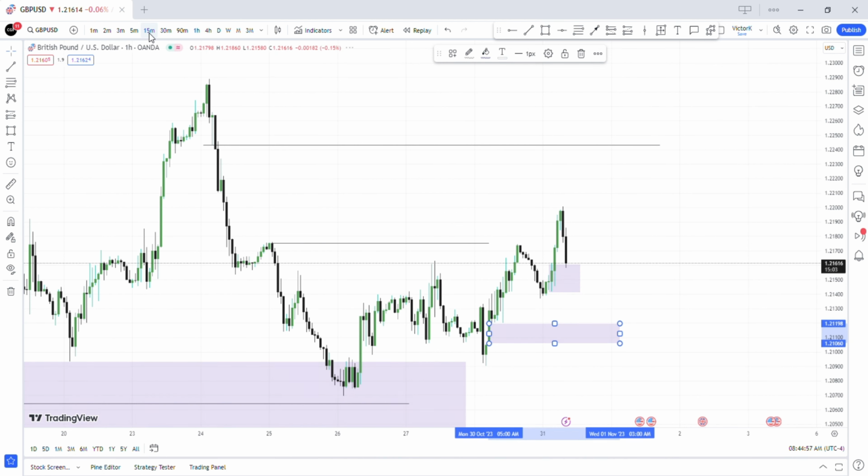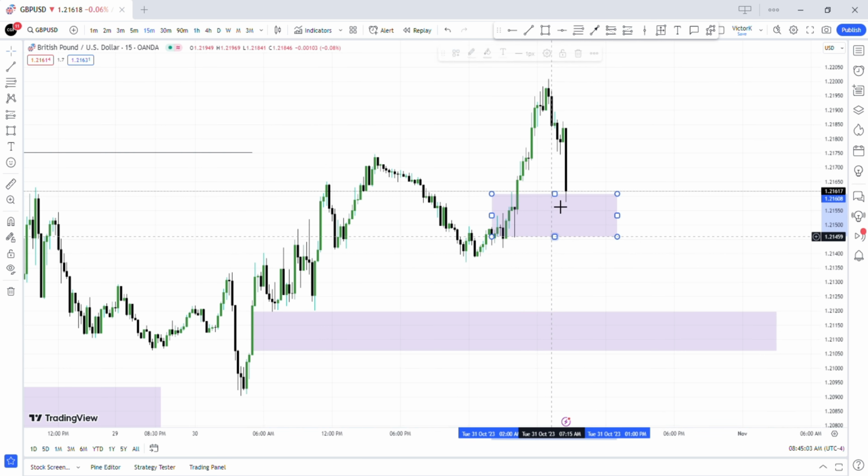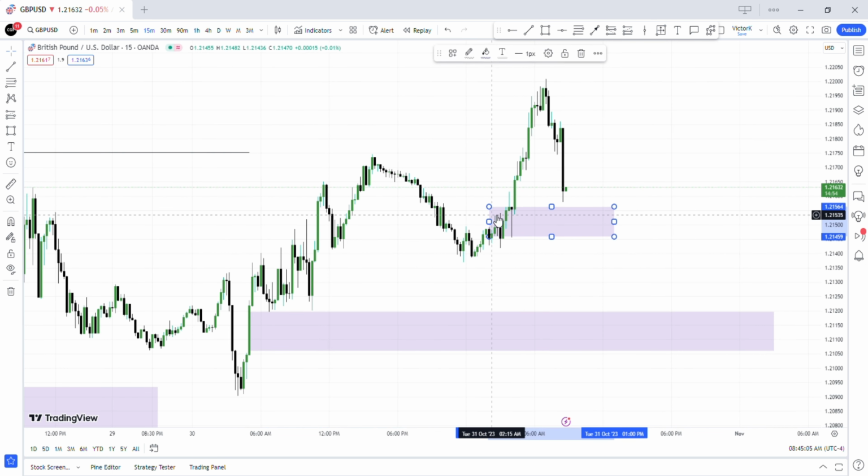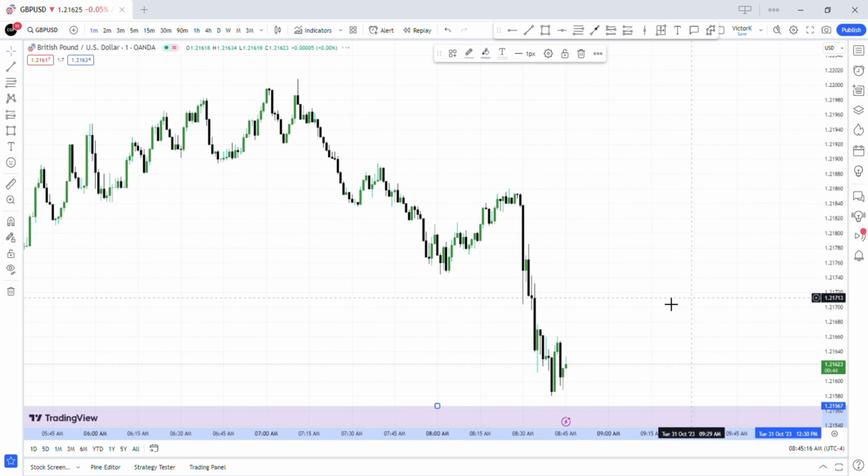So now on the 15-minute chart, what shall we see? On the 15-minute chart, we should see this zone hold. Okay, this zone should act as a support for price. On a lower time frame, we want to see some signs of strength.